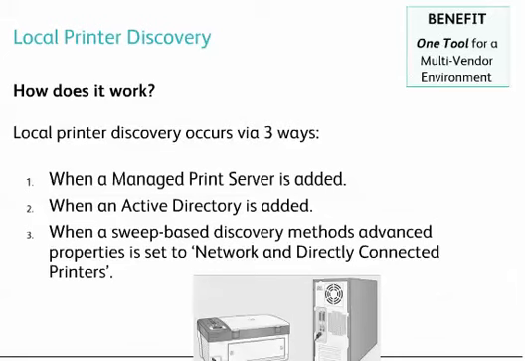Local printer discovery. How does it work? It occurs in one of three ways. 1. When a managed print server is added. 2. When an Active Directory is added. Or 3. When a sweep-based discovery method's advanced properties is set to network and directly connected printers.